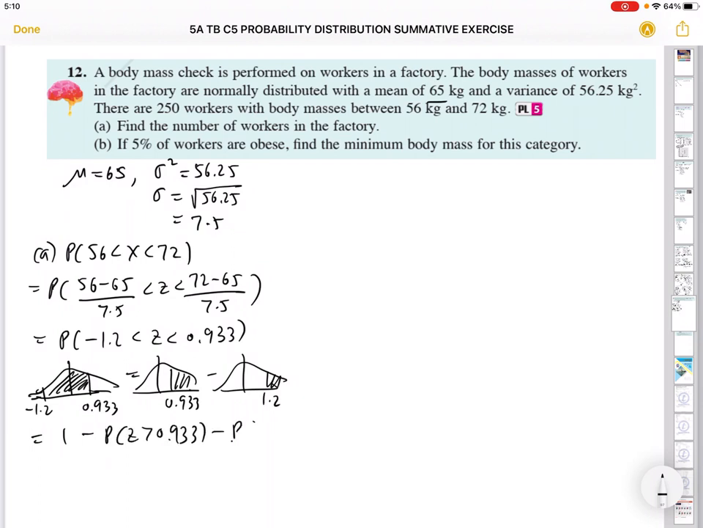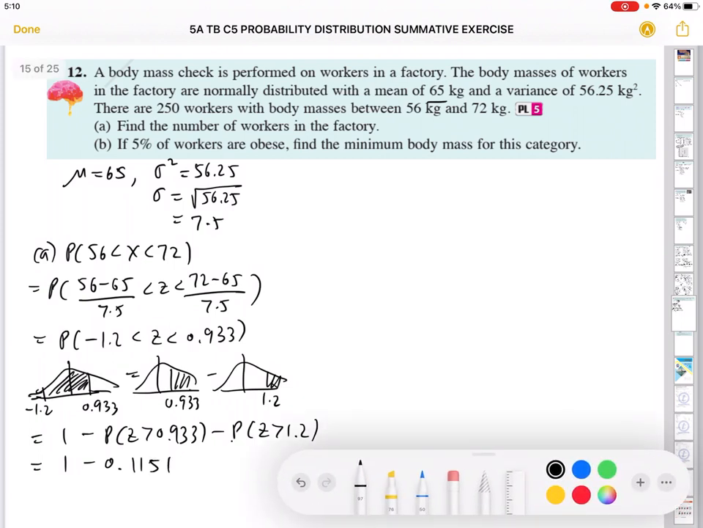Okay, 1151 is the other one. Sorry, 1151 is the 1.2. So this is 1754 and 1151. I got 0.7095.